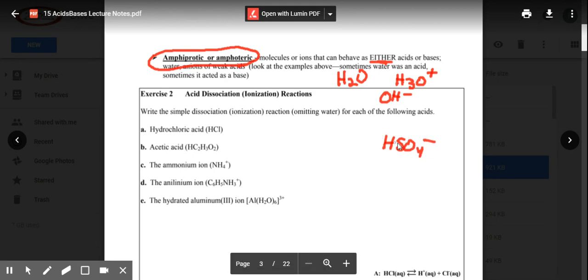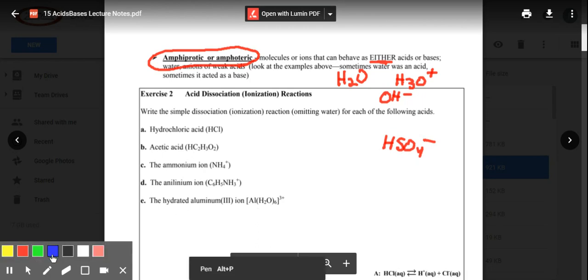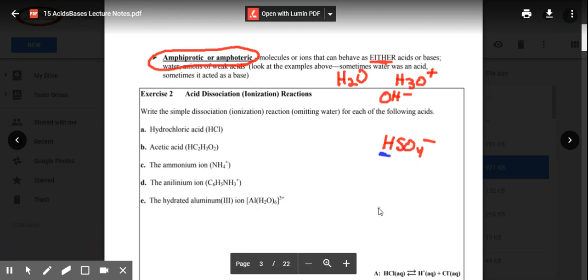Okay, so we have HSO4 minus, all right? This is also an amphiprotic or amphoteric species. The reason why is because, one, it has an H to give, so that means that it can act as a Bronsted acid, or two, it can receive an H plus. The things that are mainly negative, have negative charges, that means that they can always receive H pluses. Some exceptions to that are water and ammonia, NH3.